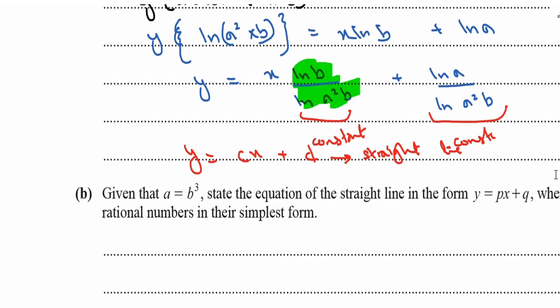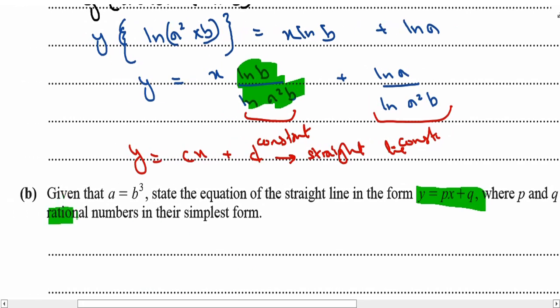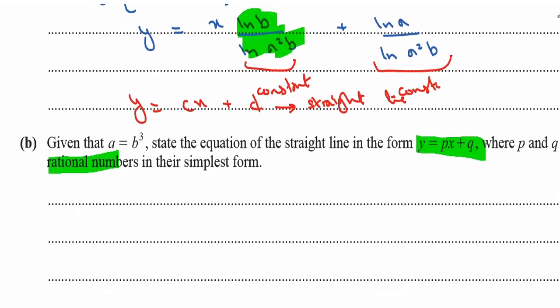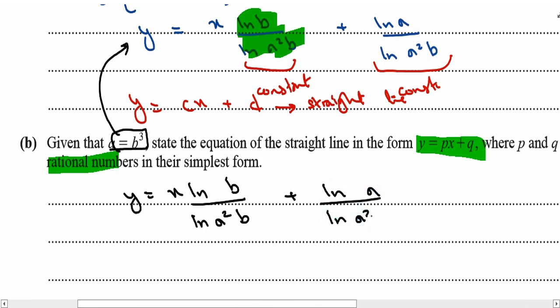Moving to part B, we are told that a is equal to b cubed and we have to state the equation of the straight line in the form y equals px plus q, where p and q are rational numbers in the simplest form. So we are going to put the value of a into our previous equation. Our previous equation was y equals x ln of b divided by ln of a squared b plus ln of a divided by ln of a squared b.